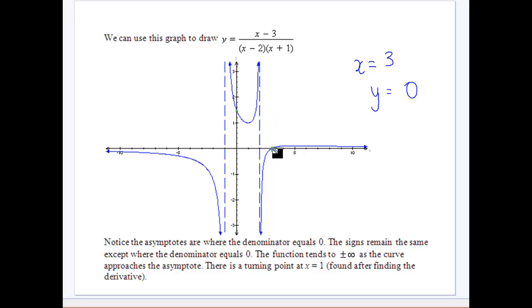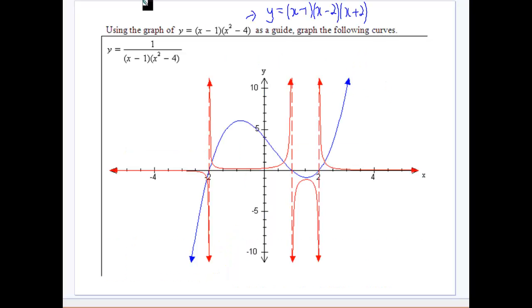The same thing would happen here. There must be a turning point somewhere here, because it comes up and goes up and then starts to tend towards 0. So there must be a turning point there as well, which you'd find with the derivative of that function. So if you're asked to do one like this, you might be asked to find the derivative at some stage as well. Those are the sorts of things we've got to look at.